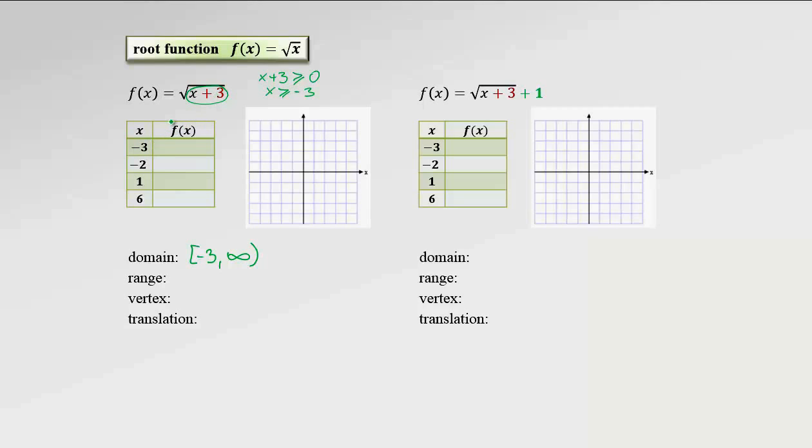So at -3, the root of x plus 3 is 0, because root 0 is 0. At -2, plus 3, so we have 1, so root of 1 is 1. At 1, 1 plus 3 is 4, so root of 4 is 2. And at 6, plus 3 is 9, so root of this is 3.